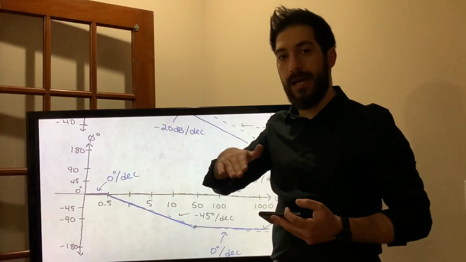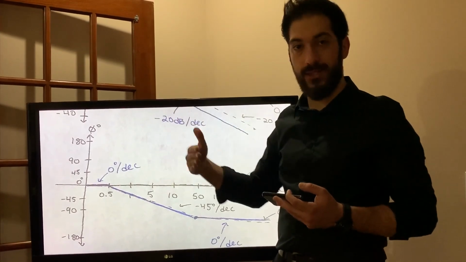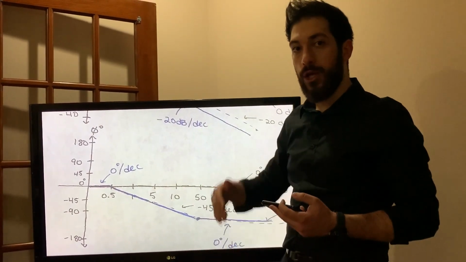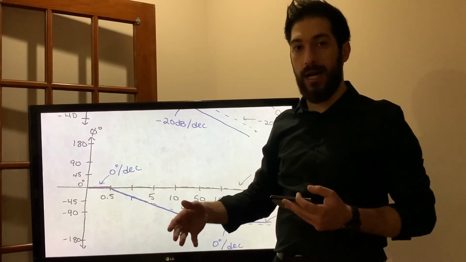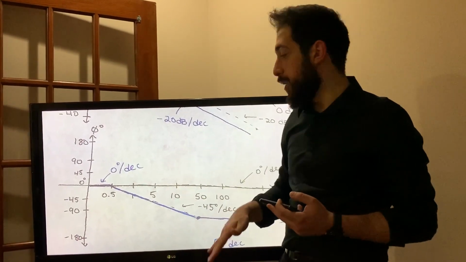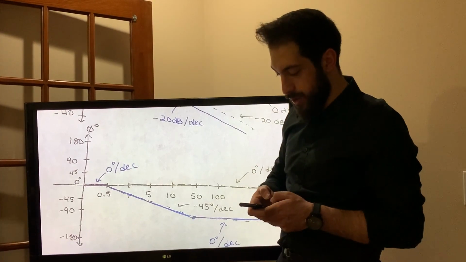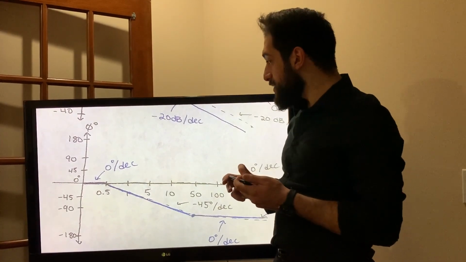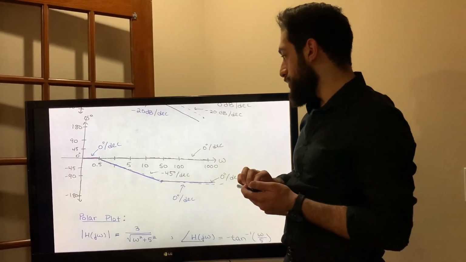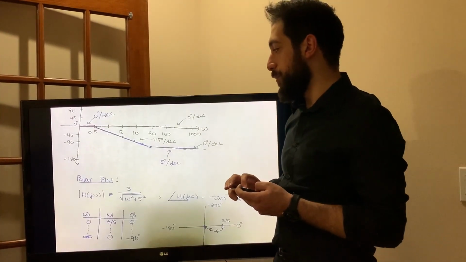Your lines flatten out once you hit the decade above your x term. So if your x term was 3, your dotted line or your line flattens out once you hit 30. Just keep that in mind because we need that to keep going. Next, now that we have those two done, we can actually go into our polar plot.